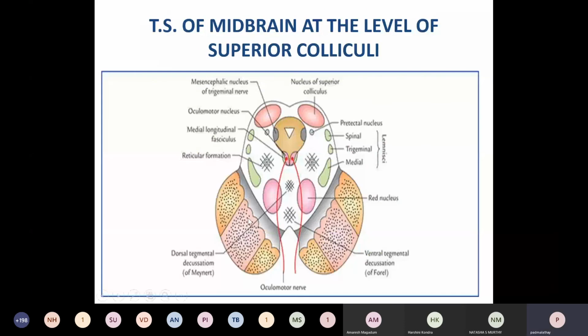So to summarize this section, both the gray matter and white matter here. This is the tectum part, the tegmentum part, substantia nigra and crus cerebri. The tectum part contains the nucleus of superior colliculus. Then there is the mesencephalic nucleus of trigeminal nerve present in the periaqueductal gray matter. Then there is the nucleus of the oculomotor nerve, then the red nucleus. So these are all the gray matter. The white matter is the lemnisci and the medial longitudinal fasciculus, then the two decussations, the dorsal and ventral tegmental decussations.